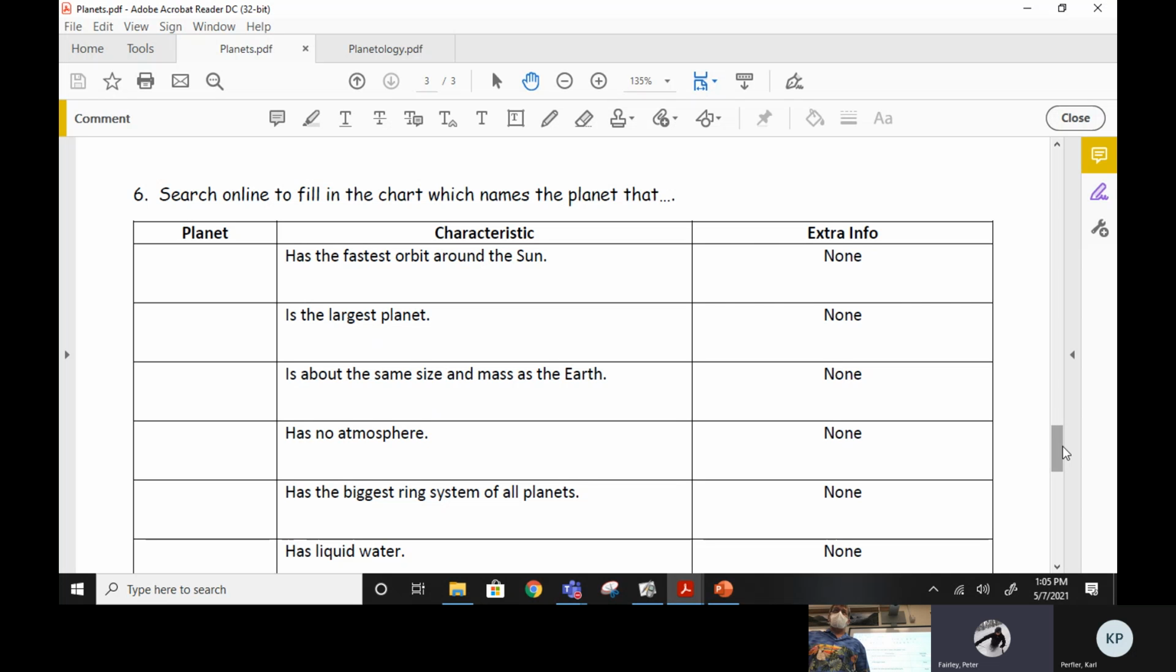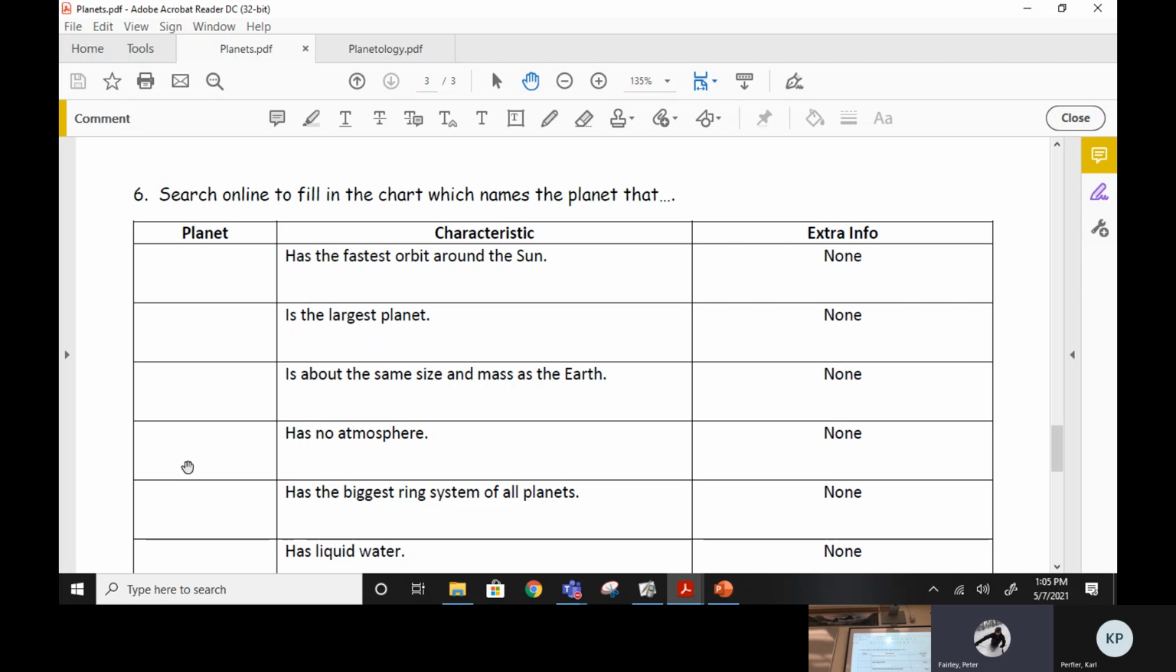All right, are we ready for number 6? This one you're going to do on your own just by searching online. If I was you, I would just put into my search bar "planet with," and then I would change what it says. Planet with fastest orbit, planet with largest size, planet with no atmosphere, like that. But I have to show you something on this chart. So have a look here.